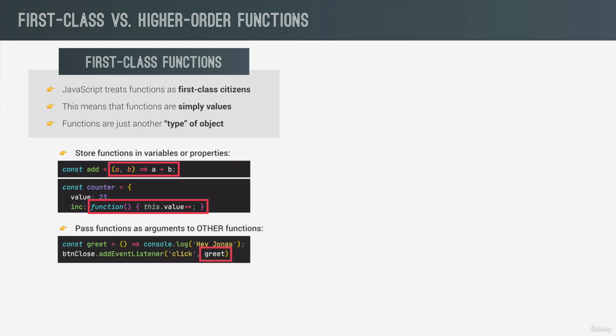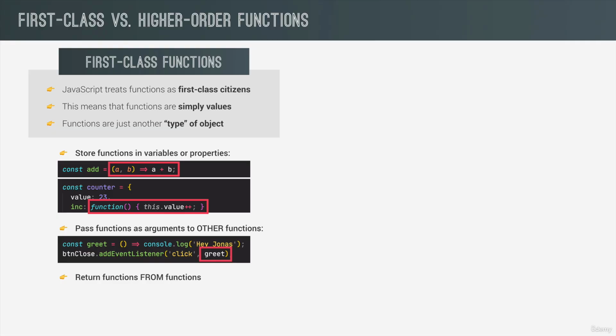We can also pass functions as arguments to other functions. And we actually already did that before when adding event listeners or event handlers to DOM objects. So here we have the addEventListener function that you already know, and we clearly pass the greet function into the addEventListener function here as a value, right? Now, to make it even more interesting, we can also return a function from another function.